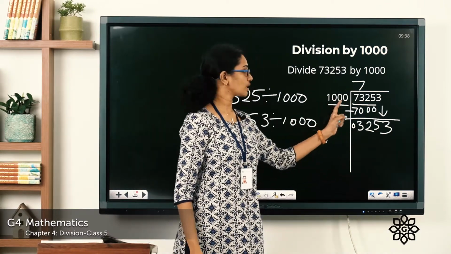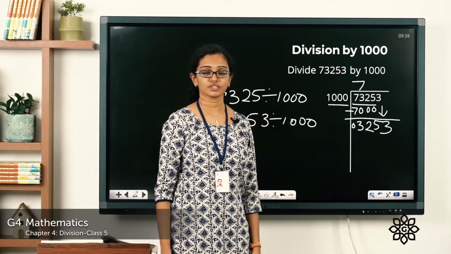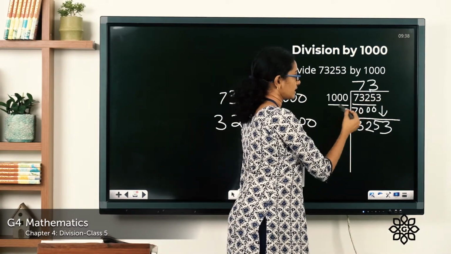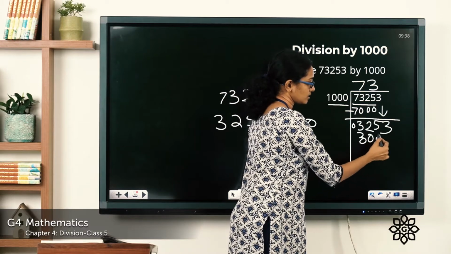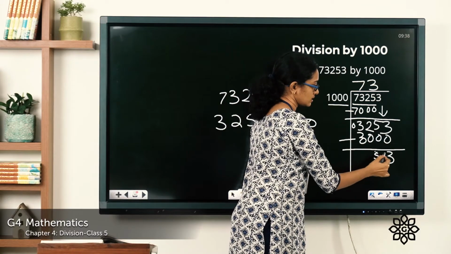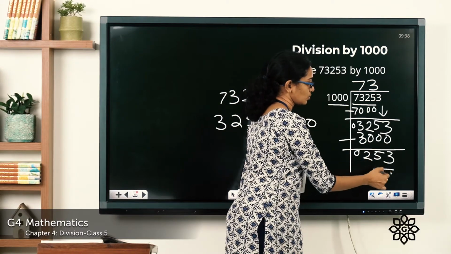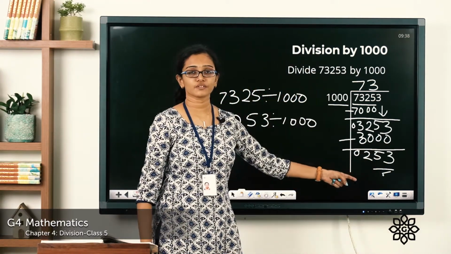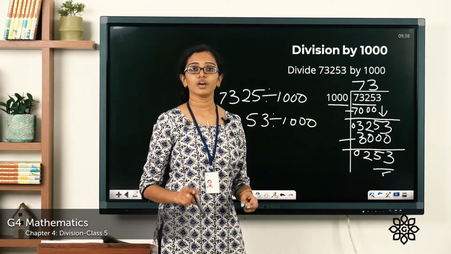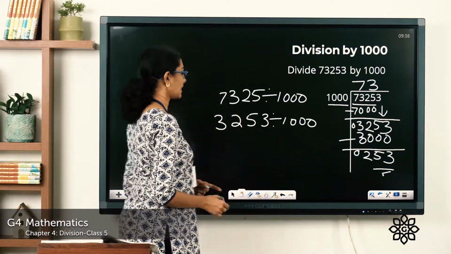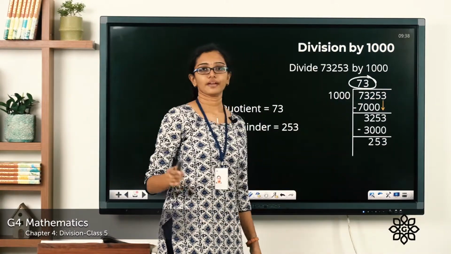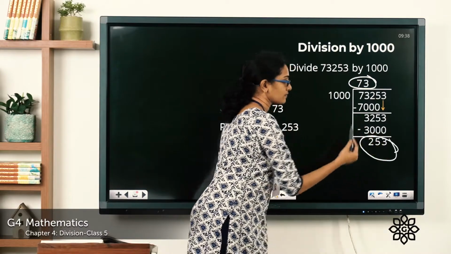How many thousands will go in 3253? 3, right? So let's write 3 here. So 3 into 1000, it's 3000. And we subtract, giving us how much? 253. Now is this 253 divisible by 1000? No. And are there any more digits to bring down? No. So let's stop the division right there. And we have the quotient here, 73, and we have the remainder 253.